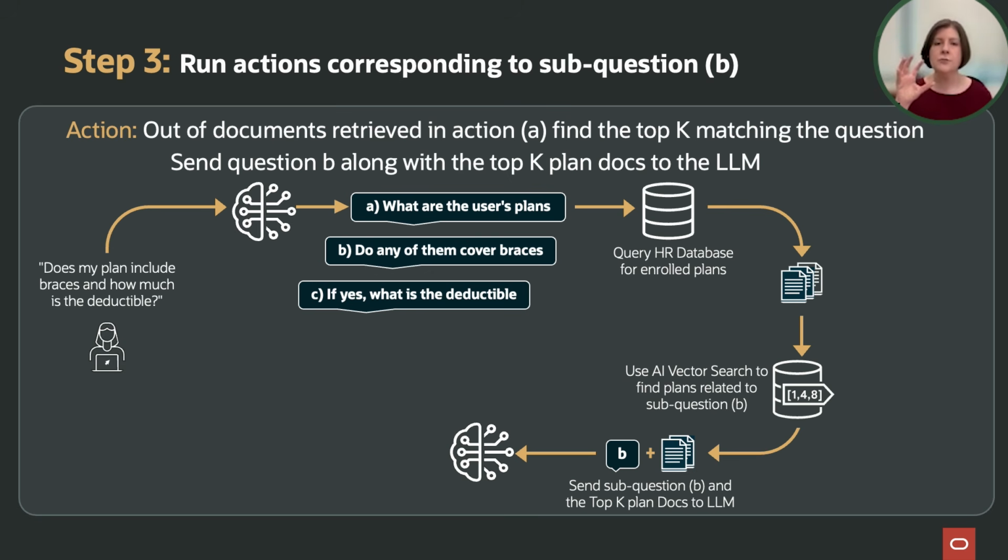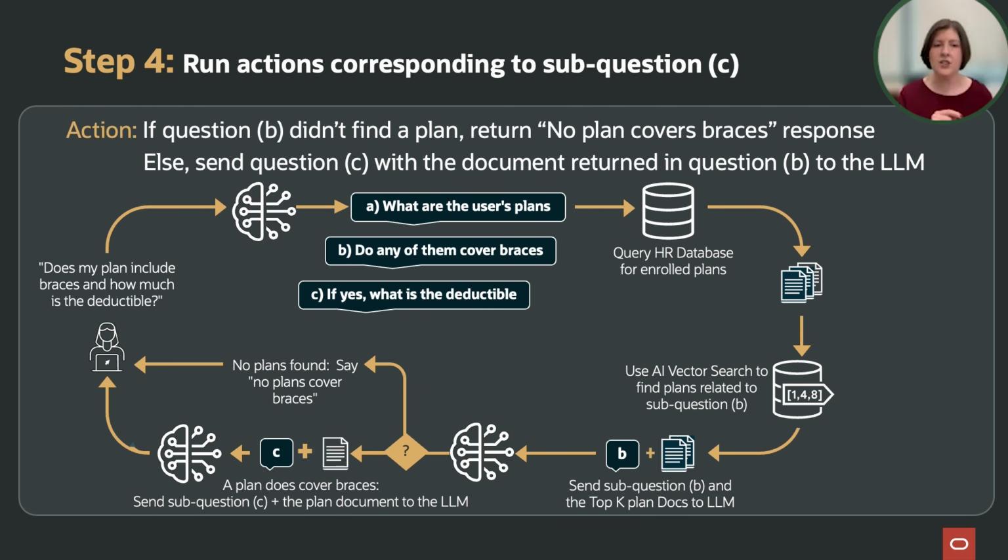Once we're able to reduce the number of plans that we're sending to the LLM, we can send that more curated list of benefit plans along with our question, which is, do any of these plans cover braces, to the LLM. Depending on the LLM's response, we can take 2 different actions. If the LLM comes back and says, no, none of Jane's plans cover braces, then we can have the application tell Jane, sorry, your plans do not cover braces.